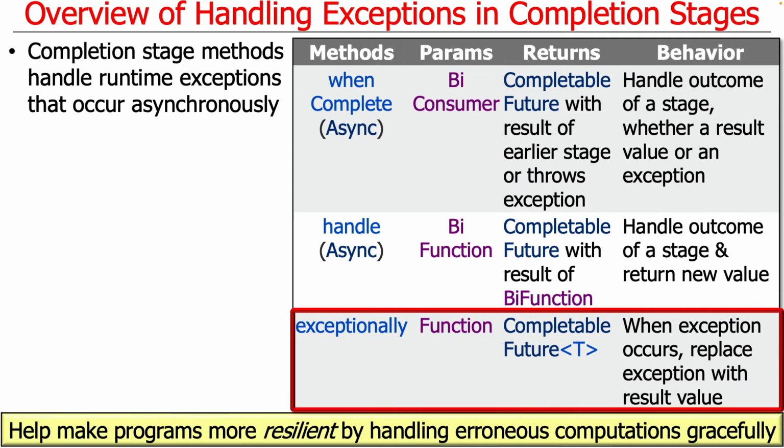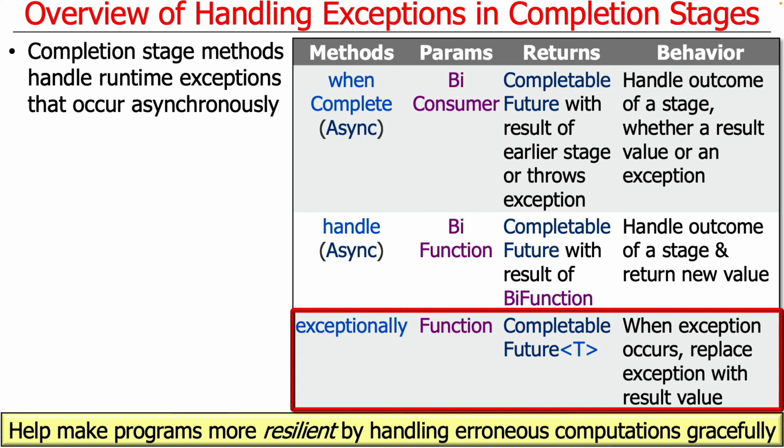And then finally, we have something called exceptionally, which will only catch exceptions. It's ignored altogether if the normal processing goes as usual. But when an exception occurs, the exceptionally method can be used to replace the exception with some result value. So in some sense, it's a little bit like a catch clause in a normal synchronous exception handler, except it is running asynchronously. And all of these method groupings help make programs more resilient by handling erroneous computations gracefully some way or another.